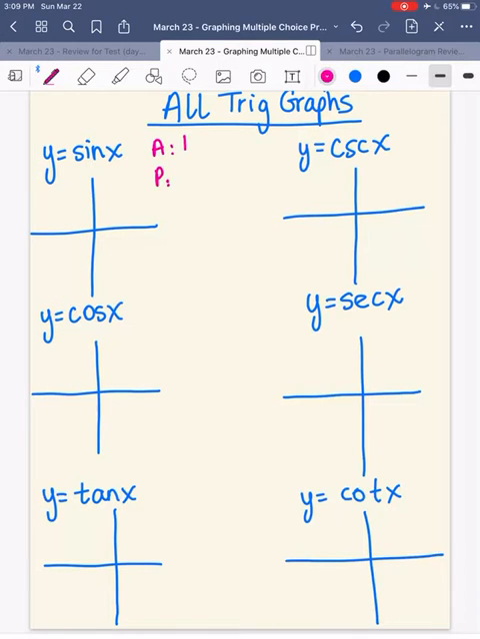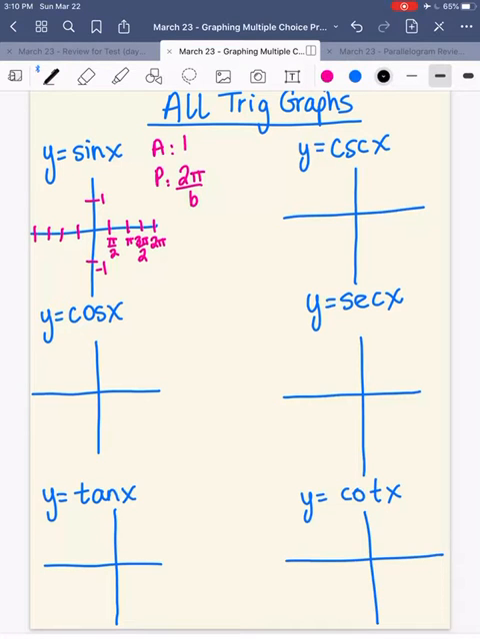All right, so the amplitude for the sine trig function is 1, and the period is 2 pi over b. All right, which is typically just 2 pi. Alrighty, so we're going to go 4 to the right and 4 to the left, and just up 1 and down 1. And so it's 2 pi, pi over 2, and 3 pi over 2.